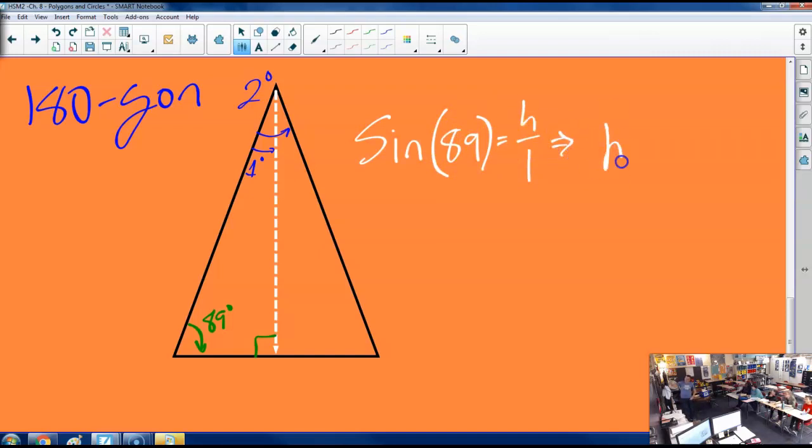So that leads us to h is... I got sine 89 is 0.99984. It's basically 0.99. You said 0.9999. I'm not skeptical.